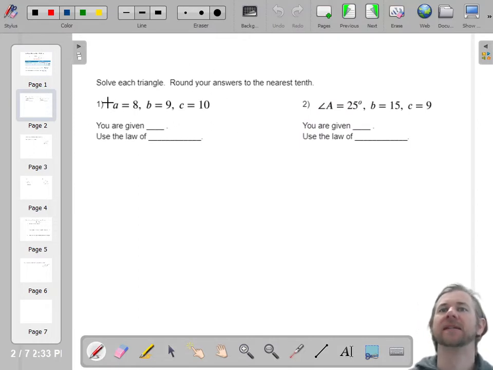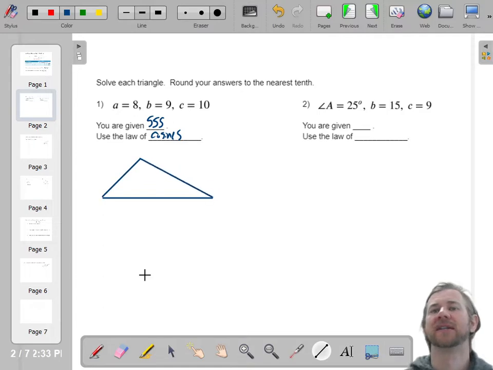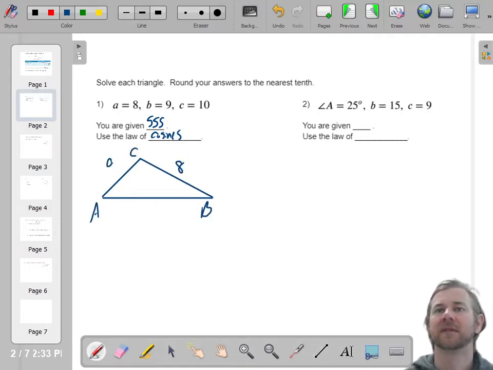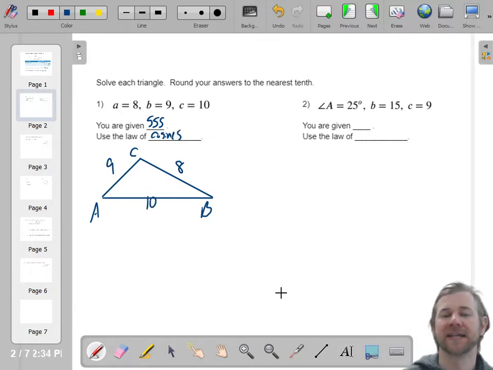So first thing, it says, what information are you given? These are three lowercase letters. That's side, side, side. So I know I'm going to have to do the law of cosines. And I always like to draw my picture just so I have a place to label it. It's really easy to mix up letters if you don't have it drawn, I think. So there's my picture. I have side, side, side.